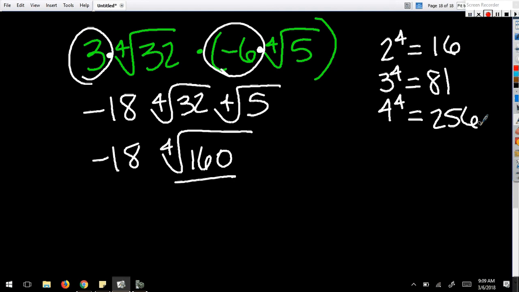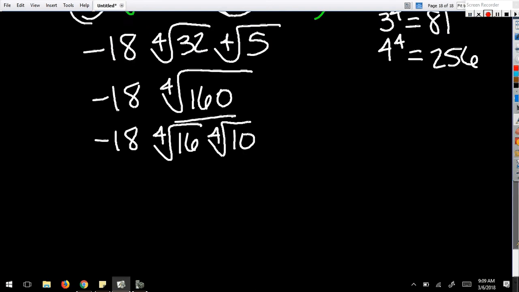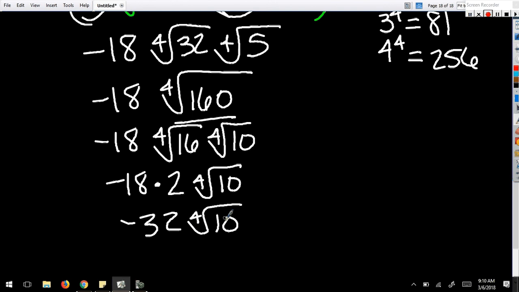So can I divide it by either 16 or 81? Will either one of those go in there? Which one? 16 times what? 10. 16 and 10. Do we all agree with that? What's the 4th root of 16? 2. Remember, this is a multiply problem. What's -18 times 2? Now it is simplified. That brings all the properties together, the multiply and the simplify in one problem.